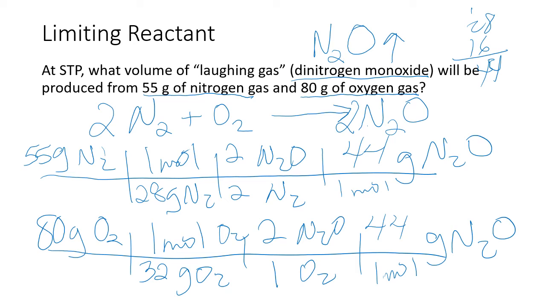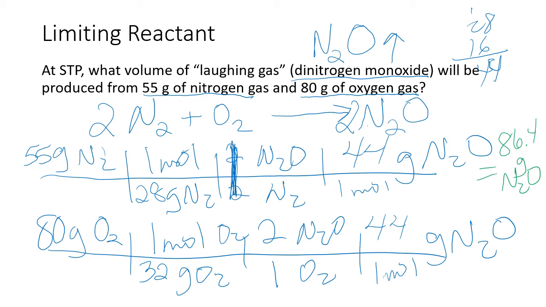So again, multiply across the top, divide by bottom. So I have 55 for the top one, 55 times 44. This cancels each other out, so this is really just a big old 1 here. So I'm not going to multiply or divide by 2. So I did 55 times 44, and I'm going to divide that by 28. And I end up with, for this top one, 86.4 grams of my N2O.